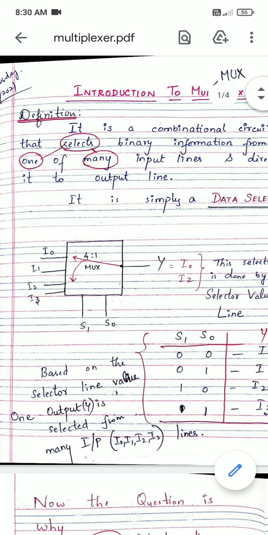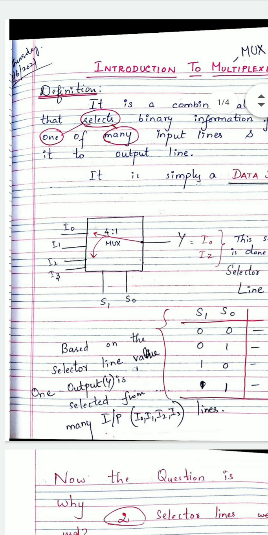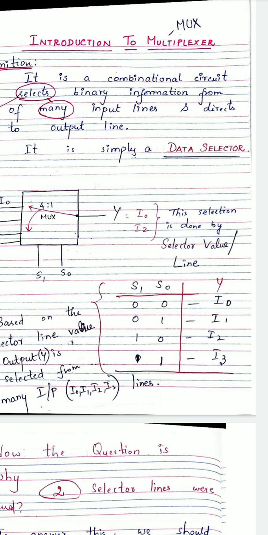Look at this diagram. I am having S1 and S0. These are called selector lines. In this way, the multiplexer is also called a data selector. So multiplexer, which you can call a mux, is used to select one output from the many input lines, and it is called a data selector as we are using selector lines to select one output from many input lines. Hope now you understand the definition, the diagram and the use of selector lines.